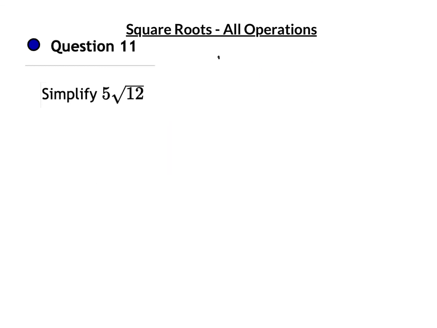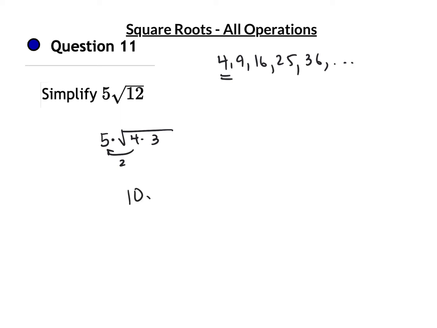Question 11. Think of your perfect squares. What's the first one that divides, the largest one that divides into 12? That would be 4. I'll rewrite 12 as 4 times 3. I'll take the square root of 4. It's 2, out front, and multiply. 2 times 5 is 10, and my answer is 10 root 3.